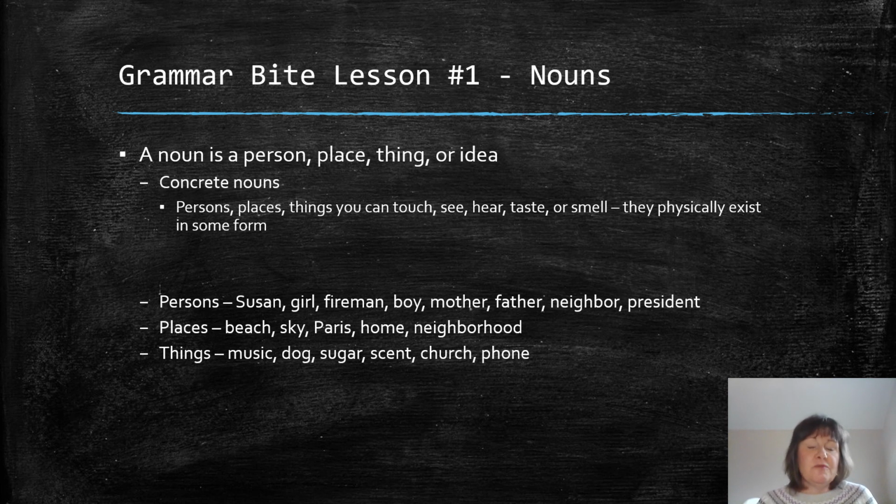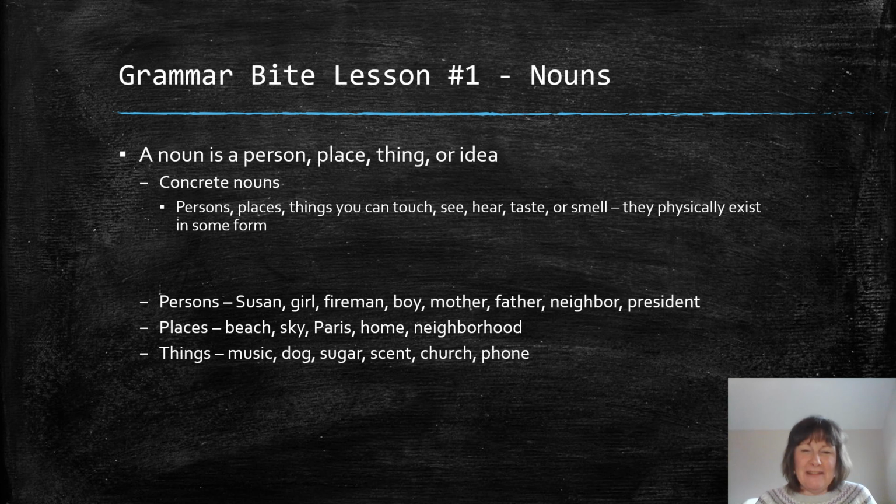Thing: music is a thing, and it is a concrete noun because it's something that we can hear. It's something we call music and we can hear it. It's a concrete noun that exists because we can sense it with one of our five senses. Dog: we can touch it, we can maybe hear it when it barks, and we can say, oh, that's the dog. We can see it. Hopefully we don't smell it. Sometimes we can smell it.